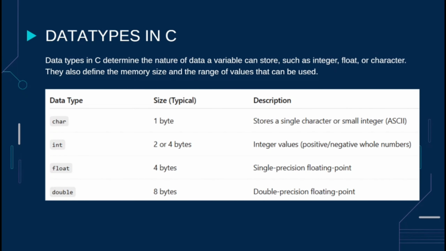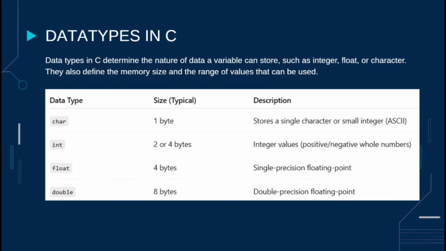Now let's briefly have a look at a few important concepts in C. First, data types. Data types determine the nature of the data a variable can store, such as an integer, float, or character. Now, they can also define the memory size and the range of values that can be used. There are generally four types, that is character data type, integer data type, float data type, and double.